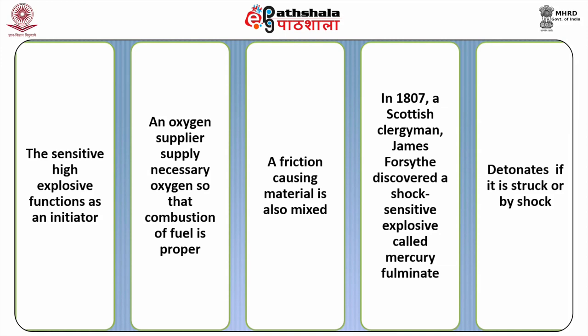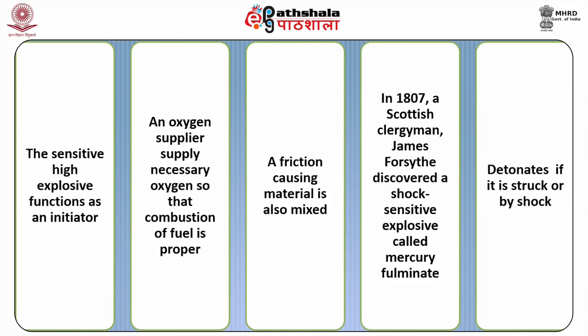In 1807, a Scottish clergyman, Alexander Forsyth, discovered the shock-sensitive explosive called mercury fulminate. This type of explosive will detonate if it is struck or by shock. A spark will also be generated. By 1850, cartridges which were being manufactured contained mercury fulminate inside the rim of the cartridge.